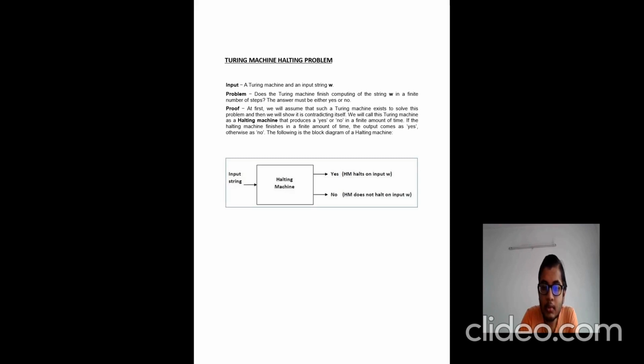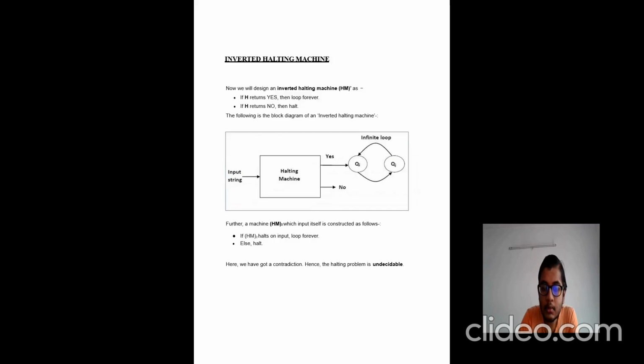The following is the block diagram of a halting machine, where the input string is taken and the answer is either yes or no. Now there is the inverted halting machine. We design an inverted halting machine H' as: if H returns yes, then loop forever. If H returns no, then halt. The following is the block diagram of an inverted halting machine, where it takes an input string and produces either yes followed by an infinite loop, or no. Further, a machine HM2, which takes itself as input, is constructed as follows: if HM2 halts on input, loop forever, else halt. Here we have a contradiction, hence the halting problem is undecidable.